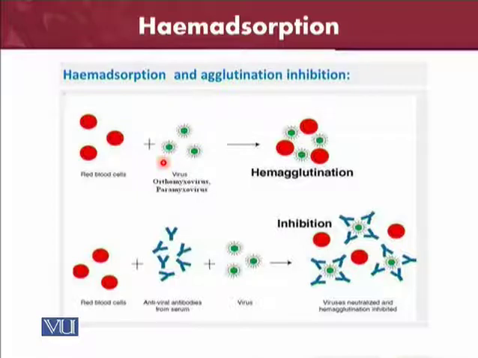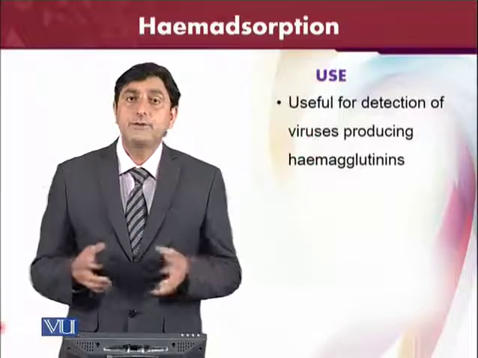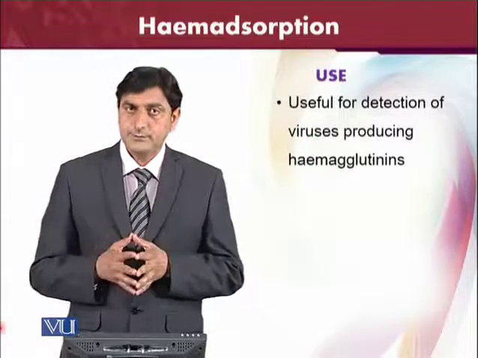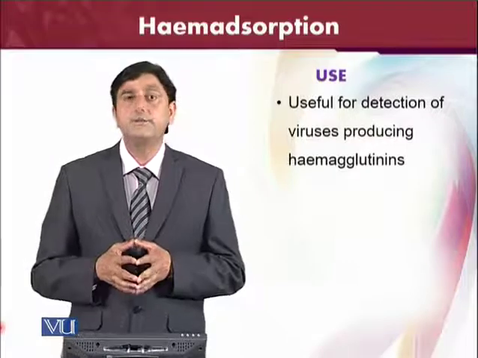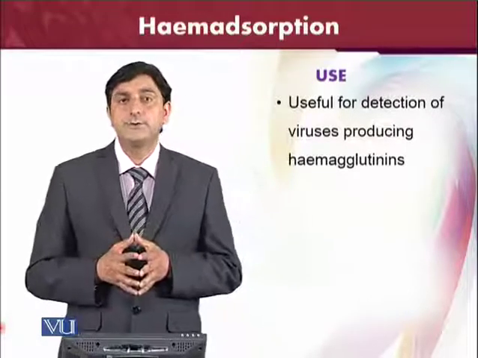If we have serum, and the serum has the specific antibody for that virus, then these serum antibodies will be mixed with the virus. If the virus has the heme agglutinin protein and no antibody blocks it, there will be heme agglutination; if the antibodies are present, there will be heme agglutination inhibition, and the virus will be neutralized and the heme agglutinin inhibited. So the application is useful, similarly with heme agglutinin and heme agglutination, for the detection of viruses which are producing the heme agglutinin proteins.